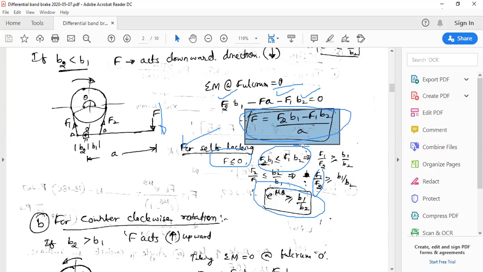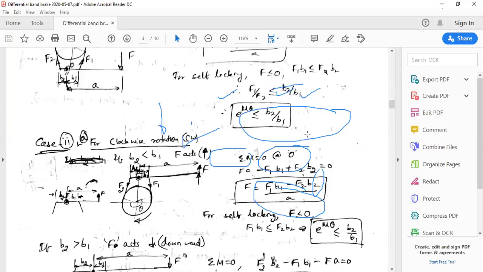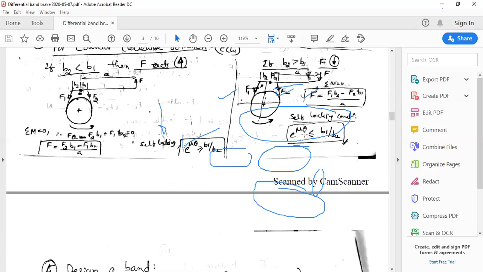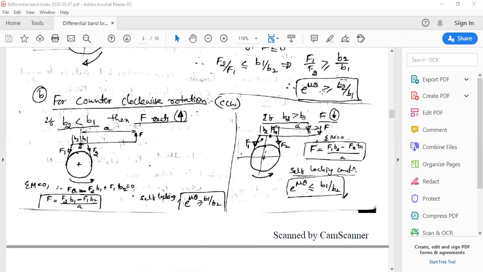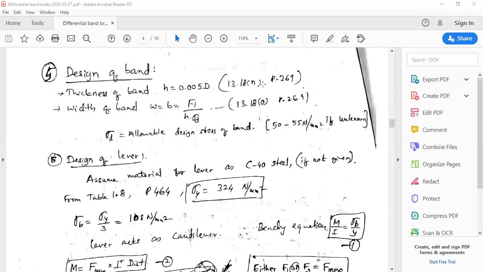Next, we have to proceed with the next part. These are the steps related with the calculation of the actuating force. Once you calculate the actuating force, the next step is, as per the general procedure, the design of band.